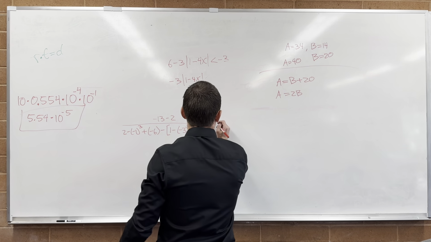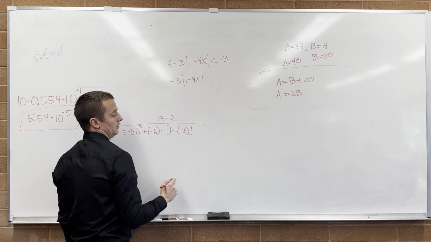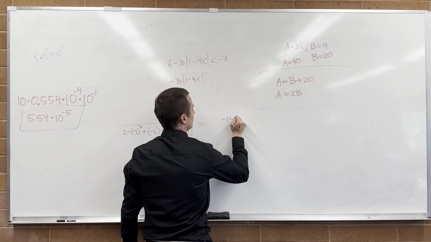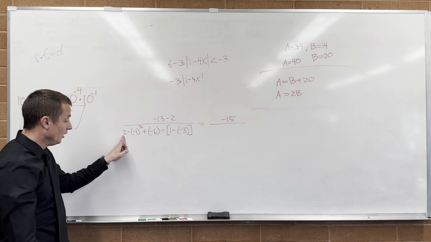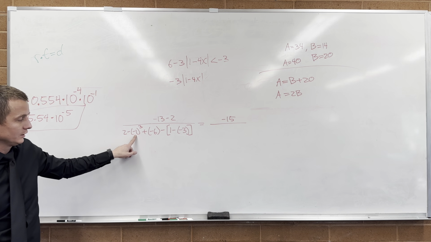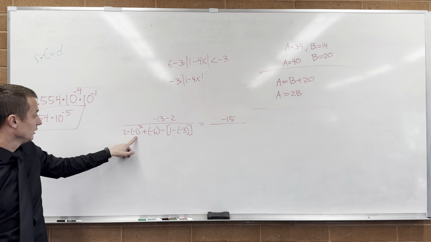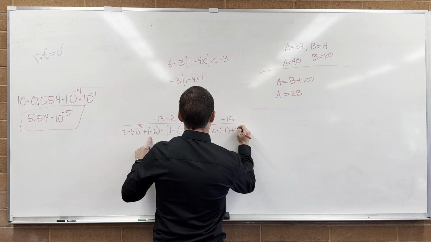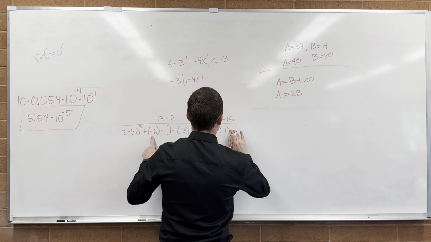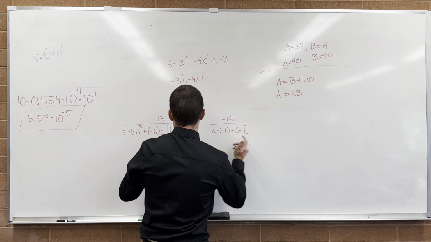Okay, so let's simplify this. So the numerator is obviously just negative 15. Now in the denominator, let's see what we have. 2 minus negative 1 cubed. What's negative 1 times negative 1 times negative 1? Yeah, negative 1. So this is just 2 minus negative 1 plus negative 6, which is the same thing as minus 6. So maybe I'll just write that as minus 6. And then we have minus. Let's simplify in the brackets.